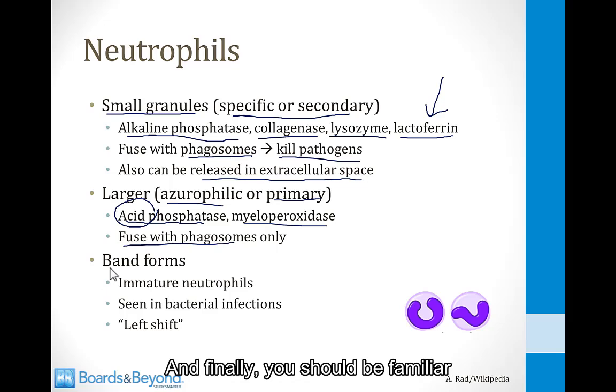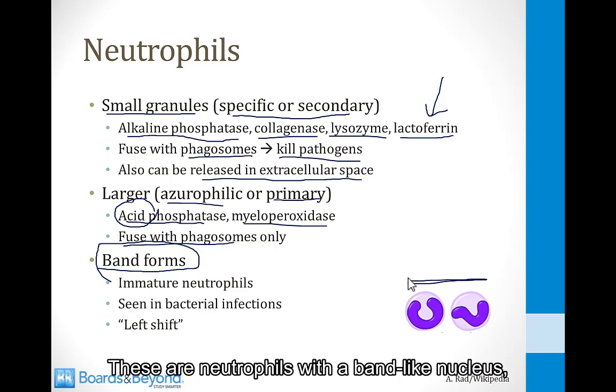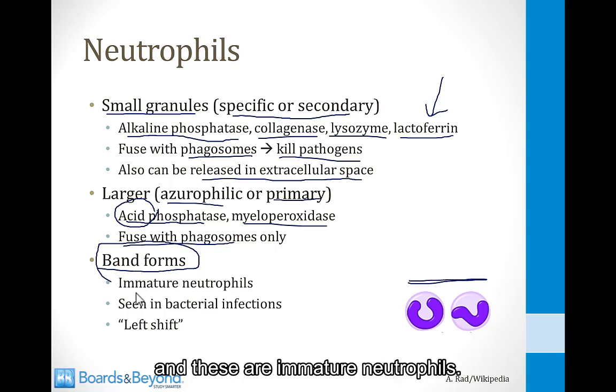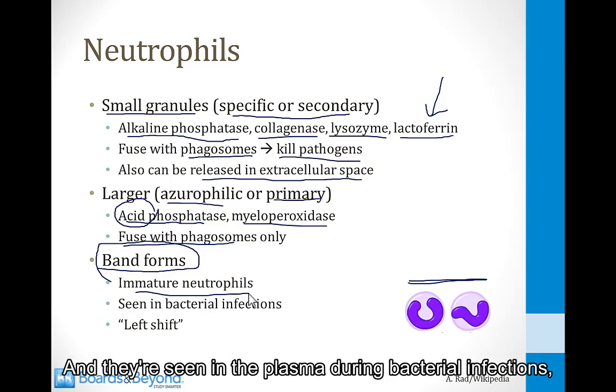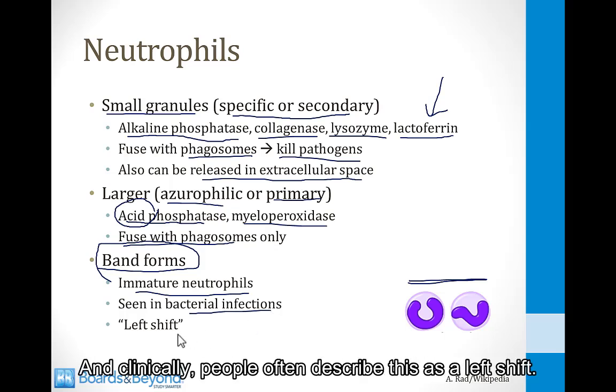And finally, you should be familiar with the neutrophil concept of band forms. This is a picture of some band forms. These are neutrophils with a band-like nucleus, and these are immature neutrophils. And they're seen in the plasma during bacterial infections when the bone marrow is being driven to produce more neutrophils. And clinically, people often describe this as a left shift.